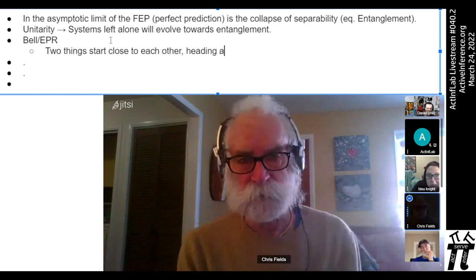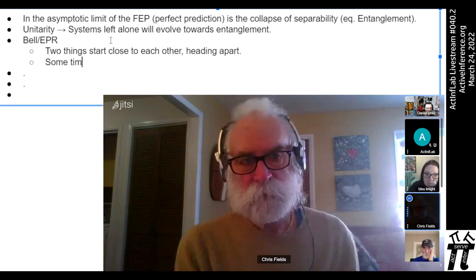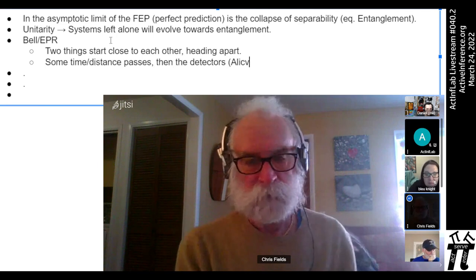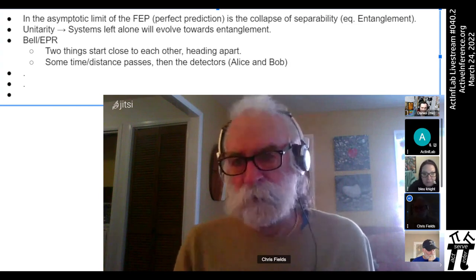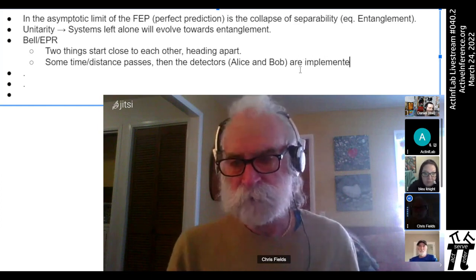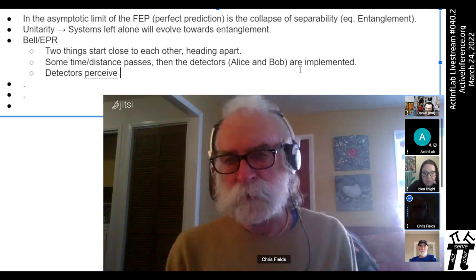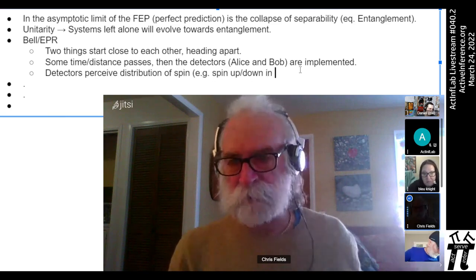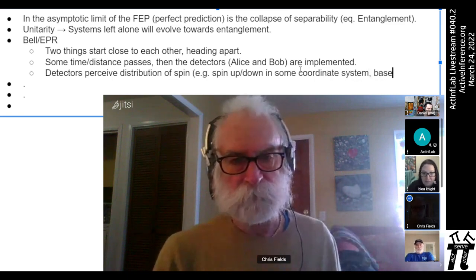The detectors are operated by observers who are always called Alice and Bob. These detectors measure something, and in the canonical experiment, they measure spin. What Alice and Bob each observe independently is a random distribution of spins. If we think of this as a two-dimensional experiment, then they either measure spin up or spin down in some coordinate system. So Alice and Bob each pick a z-axis that defines up, and with respect to their local z-axis, they see a random distribution of up and down.